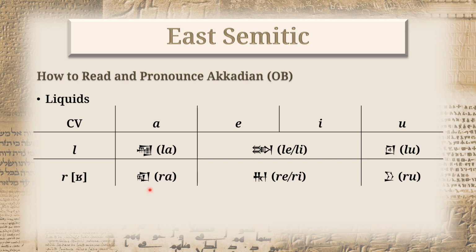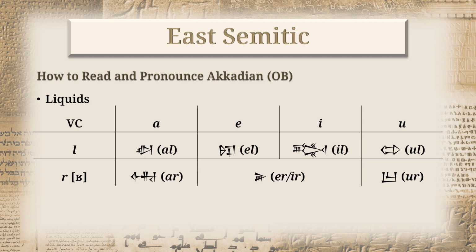So these four, I would read them Ra, Re, or Ri, and Ru. In my very first videos I said Ra, Re, Ri, Ru. I don't think anymore that they sounded like that, so Ra, Re, Ri, Ru. There seems to be evidence that this is how the Babylonians spoke. And we've got closed syllable signs, of course. We have al, el, il, ul, and we have ar, er, or ir, and ur.